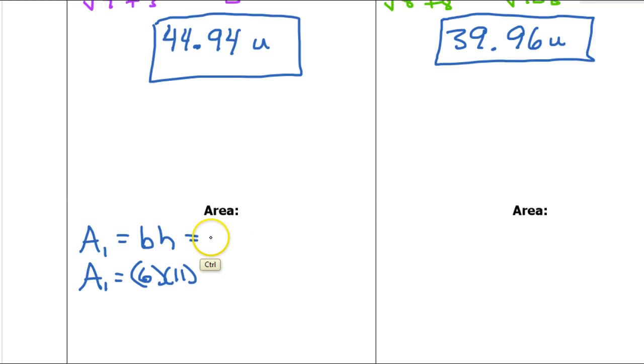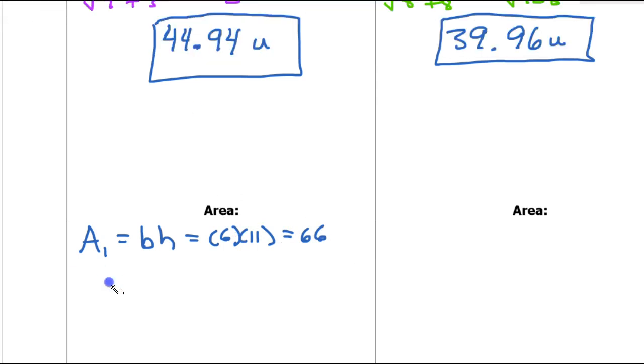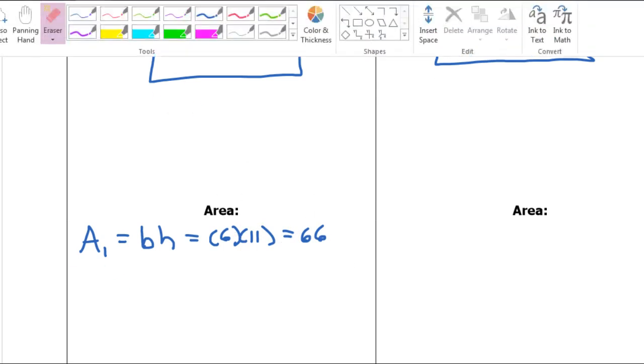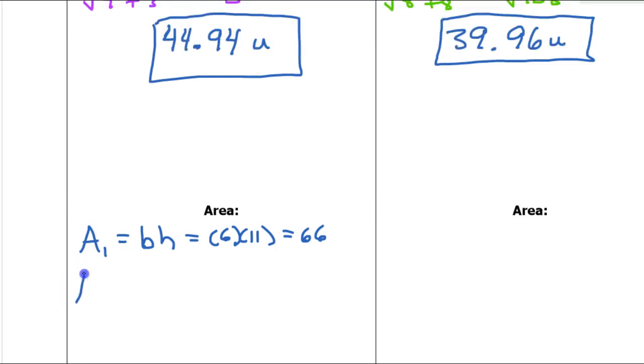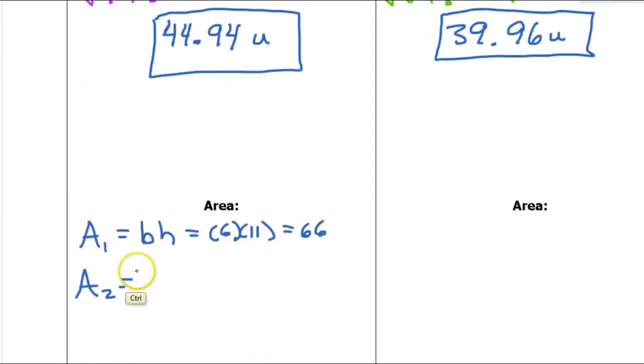Okay, maybe I'll just do this horizontally. So this will be 6 times 11, which of course is 66. So that's area number 1. All right, what about area number 2? Area 2 is a triangle, and the area of a triangle is 1/2 base times height. Okay, so I'm going to have 1/2 something times something.